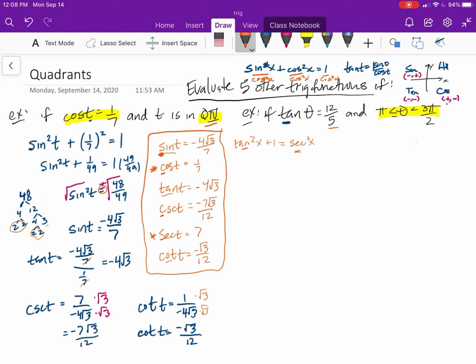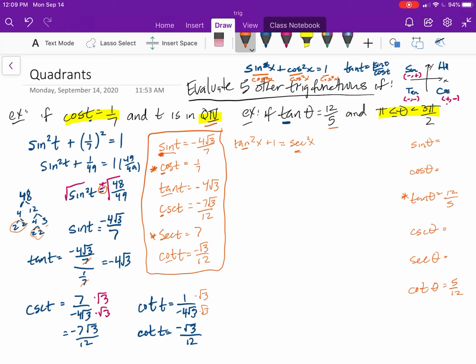Just like that one, I need sine, cosine. We have tangent, right? But I'm just going to write them all. It's kind of a habit. If I'm doing all 6, I just write them all. So I have this one, 12 over 5. Okay, and then we need cosecant, secant, and cotangent. Well, might as well knock cotangent out of the way. That one's just a reciprocal. Done.